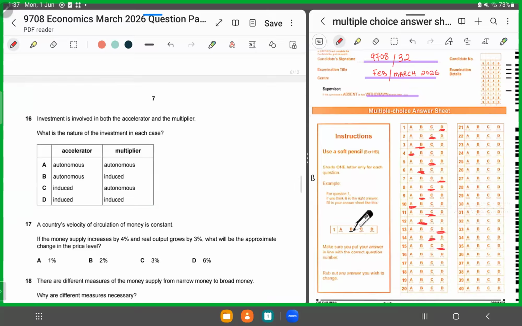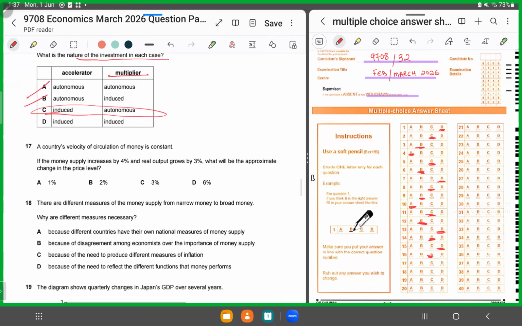Moving forward, MCQ number 16. 16 says investment is involved in both the accelerator and the multiplier. What is the nature of the investment in each case? So now we know accelerator is induced because it is caused by an increase in demand, so it cannot be autonomous. You can swap A and B. What about the multiplier? The multiplier is autonomous. So it has to be induced in the first case and autonomous in the second. Therefore, it's C as the correct answer.